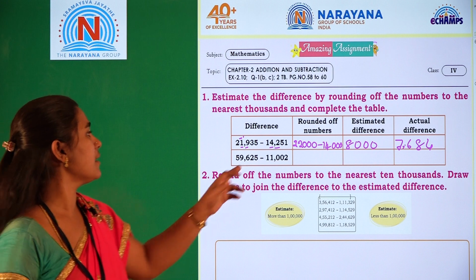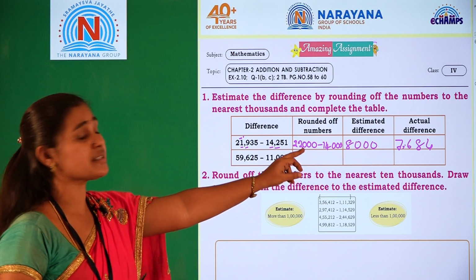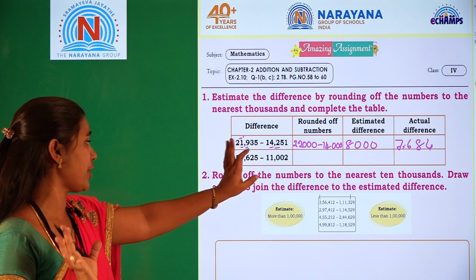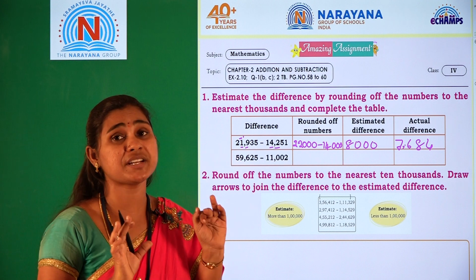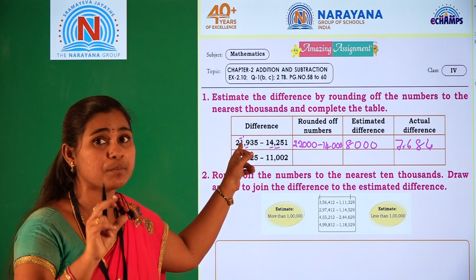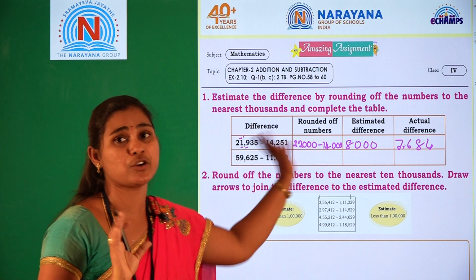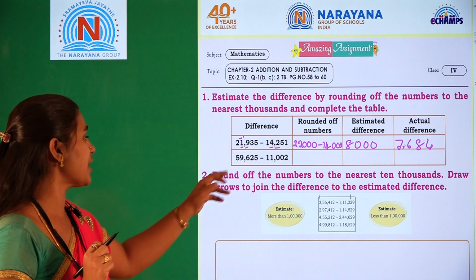Look at here once again. The actual difference is the normal difference, how we were doing it. You have to do the subtraction. While you are going for the estimated difference, you have to round off the numbers to the nearest thousands. Then we can go for the difference. Now moving on to the next sum.